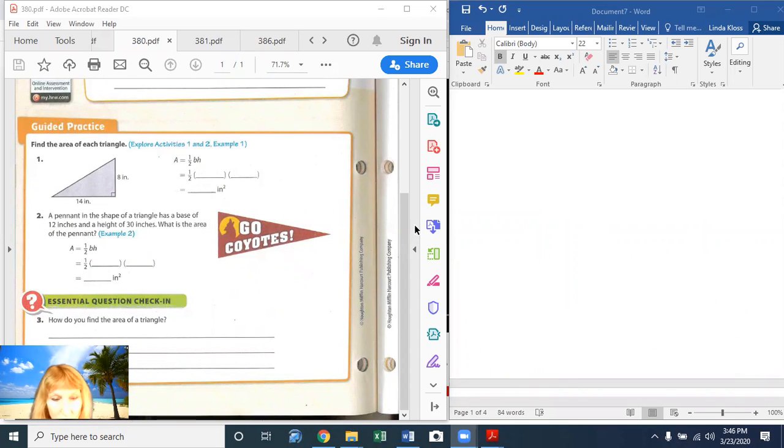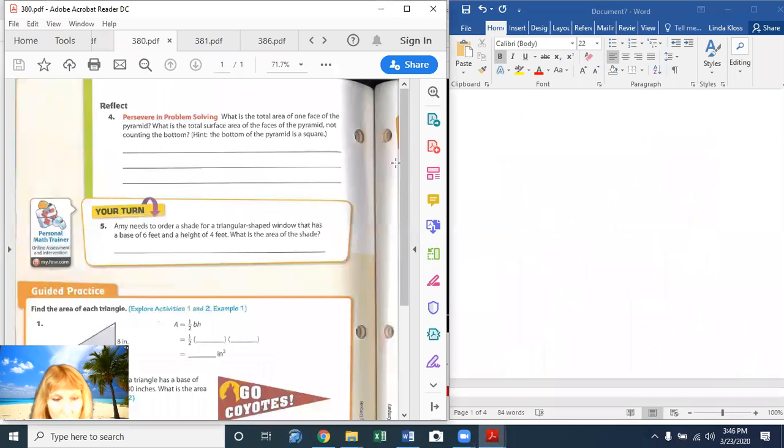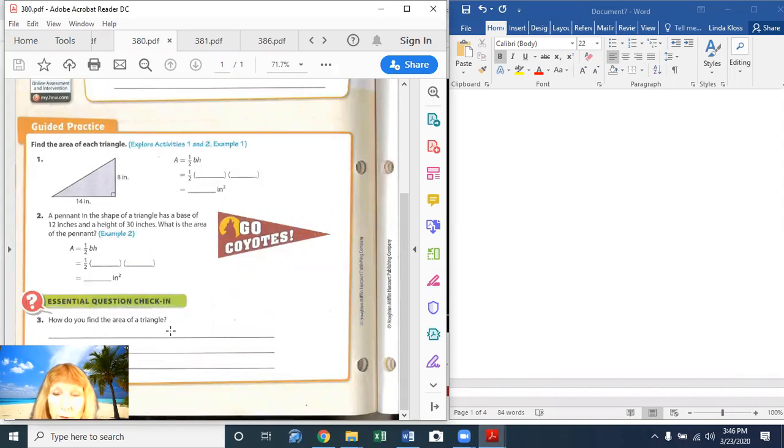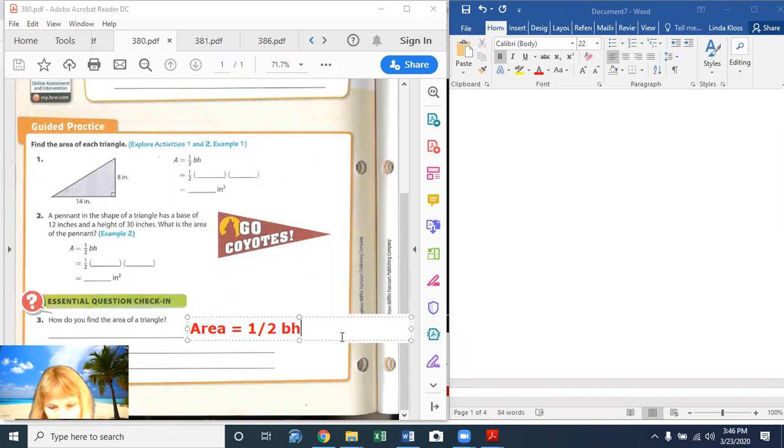And the last question here is, how do you find the area of a triangle? That's really easy. You just rewrite the formula. So you would just write area equals 1/2 base times height. That's all you have to put for number 3. All right. Now I would like for us to turn to, I believe it's 386.